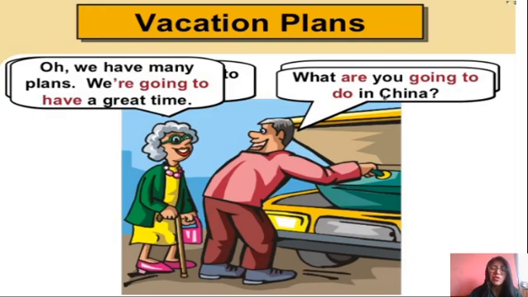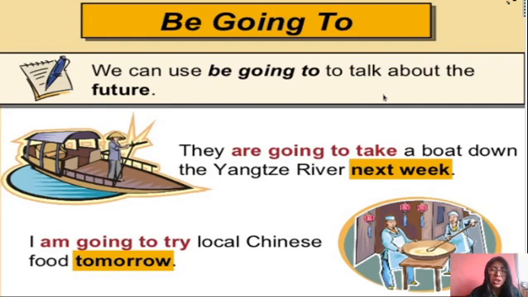Okay, so we are going to check more. Pay attention here. When do you use be going to? We are going to use be going to in order to talk about future events. Okay? Pay attention to the examples. They are going to take a boat down the Yangtze River next week. Pay attention to the second example. I am going to try local Chinese food tomorrow.